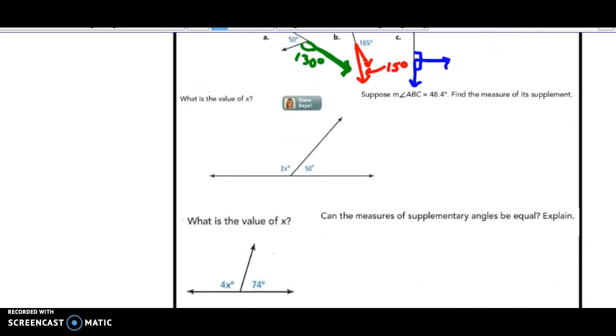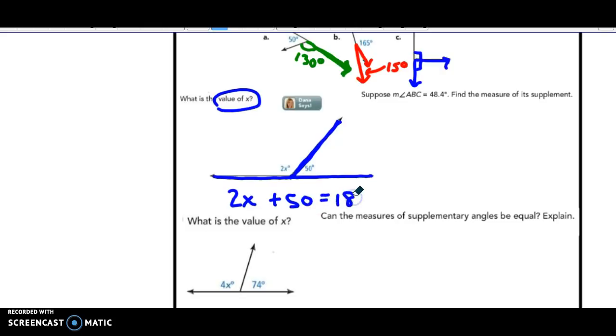All right, I know you're getting this, so let's move quickly. What is the value of x? Well, I know from my diagram that I have two angles. They're adjacent because they share this side right here, and they also share this vertex. So because these are adjacent and they make a straight angle, I know that this angle, which is 2x, plus this angle, which is 50, together have to equal 180.